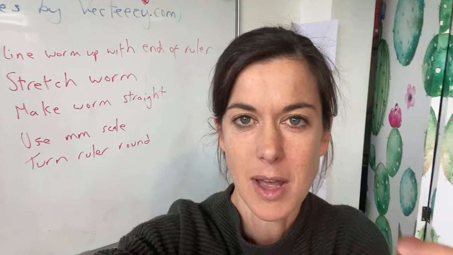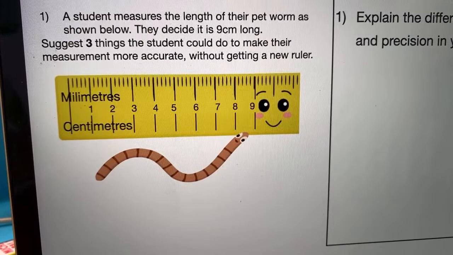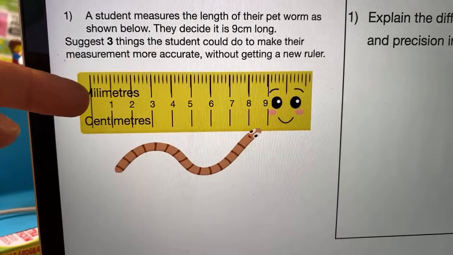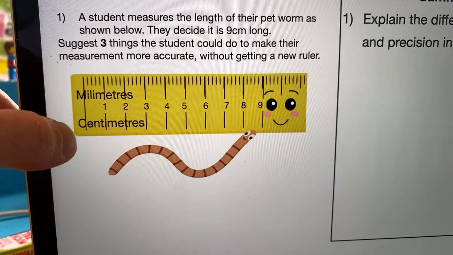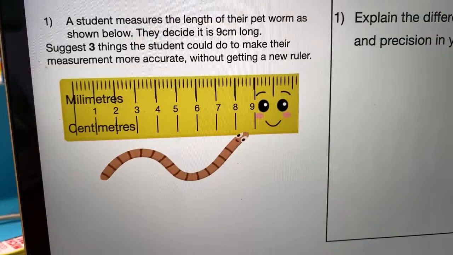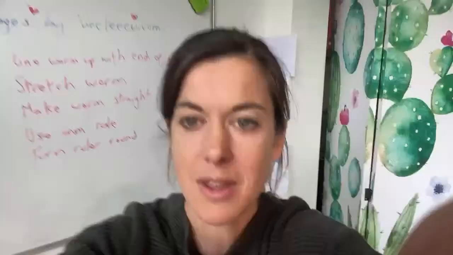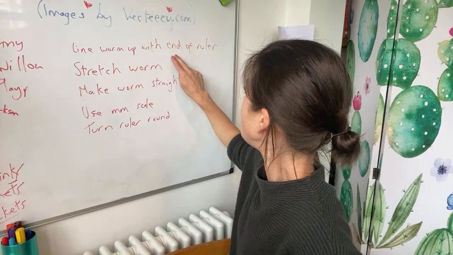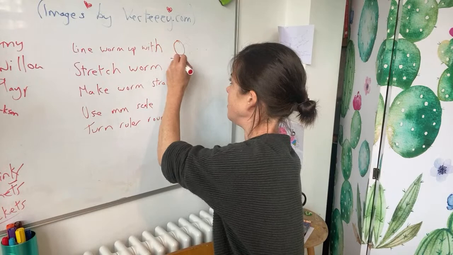Why is line the worm up with the end of the ruler not going to get you a mark? They're so mean, but it's so clever. Why is it not right? It's because look, the start of the ruler doesn't start at zero. So if you line it up with the start of the ruler, your measurement's still going to be out, because you don't start measuring until about, what, half a centimetre. So what you had to say to get the mark at GCSE was line the worm up with zero. Line the worm up with zero, and that got you a mark.